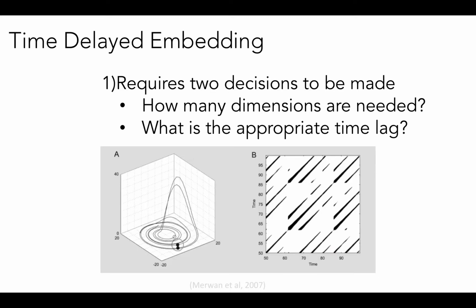So just to get back to what we're discussing with time delayed embedding, the decisions that you have to make are how many dimensions are needed and what is the appropriate time lag. Those are the two parameters that you need. When we're doing time delayed embedding, we're essentially extracting singular dimensional data into multiple dimensions. And you can project multiple dimensions into a phase space like we have here. So this could be a time series and then projected into three dimensions.